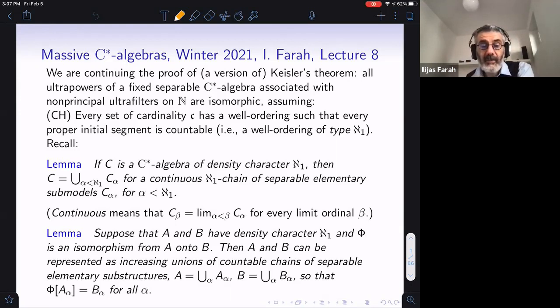And the second lemma is that if you have two C-star algebras of that form, density character Aleph 1, and you have an isomorphism between them, then you can write each of A and B in the form as in the previous lemma. But moreover, these filtrations are compatible with this isomorphism. Phi sends alpha's algebra onto alpha's algebra. So the entire diagram, phi mapping A to B, has this filtration into separable subdiagrams. And the whole point here was that this tells us exactly what an isomorphism between algebras of this sort has to look like. It gives us a hint of how we should try to construct an isomorphism. Right, so somehow go along separable elementary substructures and do induction up to Aleph 1.